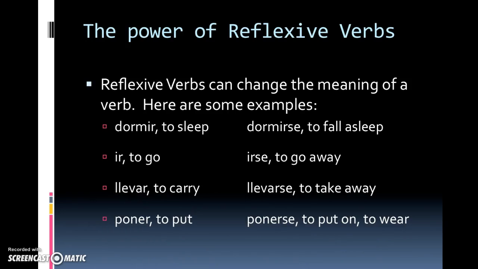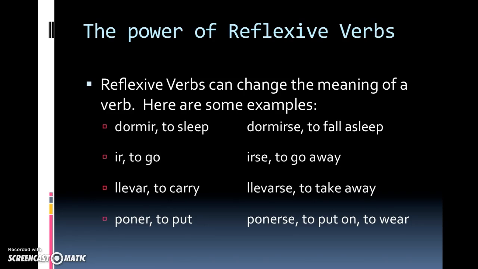The power of reflexive verbs. And we'll get into this for a road trip game or a juego de viaje. But reflexive verbs can change the meaning of a verb. So here's some examples. Dormir means to sleep, but dormirse means to fall asleep. Ir means to go, and irse means to go away. It usually means quickly. If you use it in a command form, it's kind of a rude way, like get out of here.